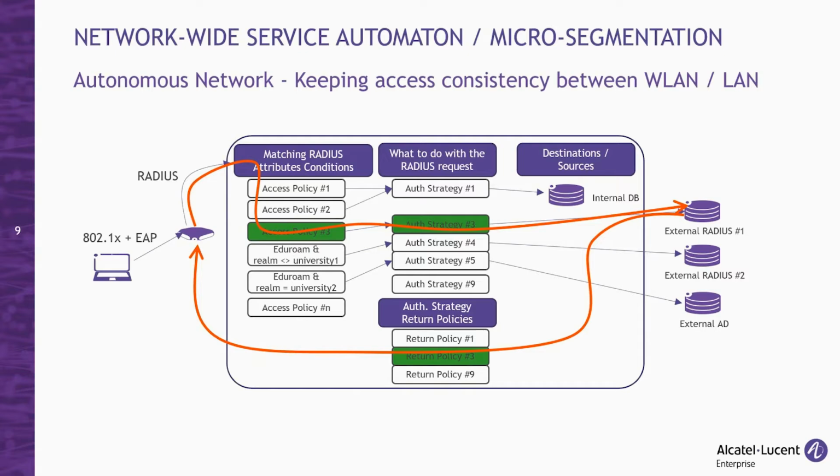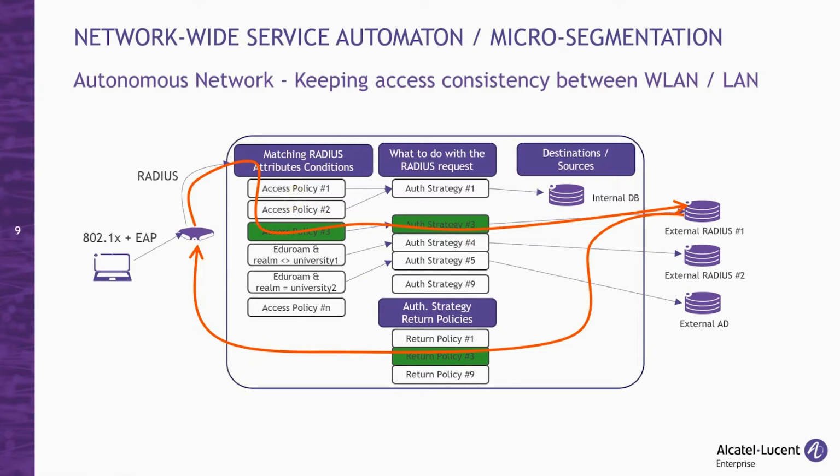external servers. As illustrated in this application scenario, depending on the access policies and authentication strategy, either the internal RADIUS or the external RADIUS or Active Directories will be used to return the access policies to the Omni switches and Stellar Wireless access points. For illustration purposes, in this case, the Stellar AP will receive a return policy from the external RADIUS server number 1, through the return policy number 3, as highlighted through these green shaded rectangles and red lines.